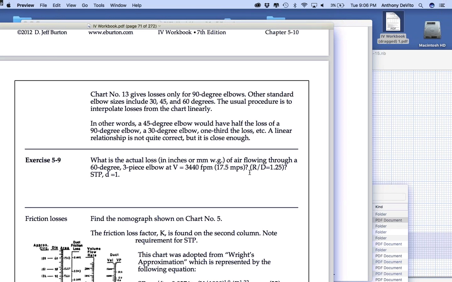We have velocity. We don't need the area, right? Remember, velocity is equal to 4,005 times the square root of the velocity pressure, right? So we have everything we need. So calculate first the velocity pressure. I'll leave that up to you guys. The velocity pressure is going to be equal to 3440 divided by 4,005. Find that fraction and then square it to find the velocity pressure.